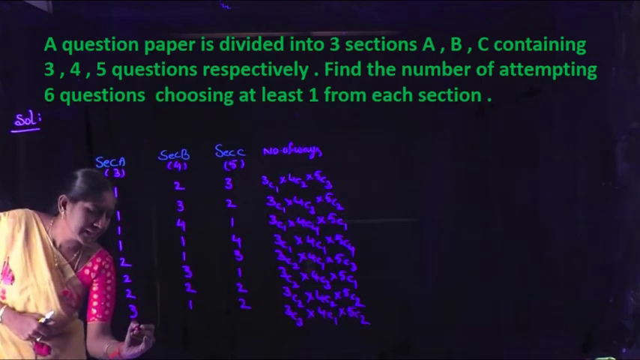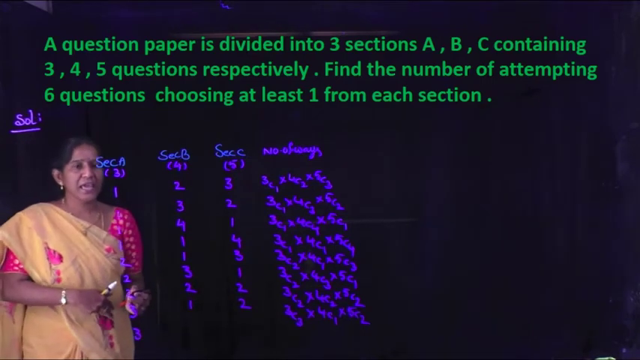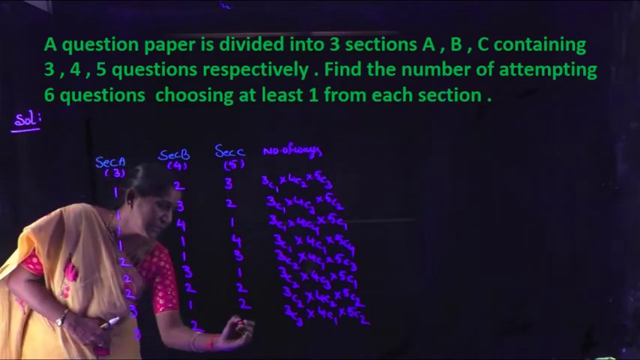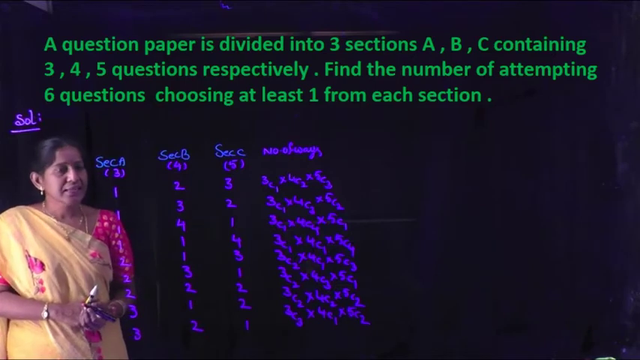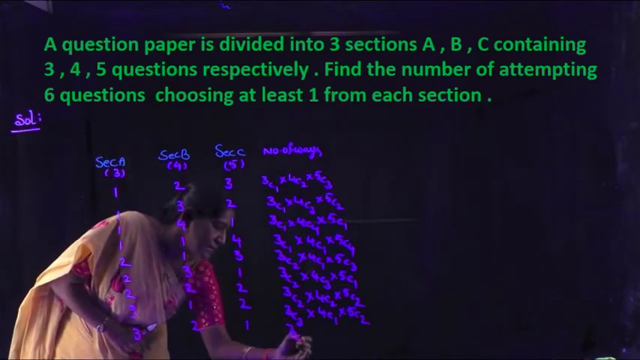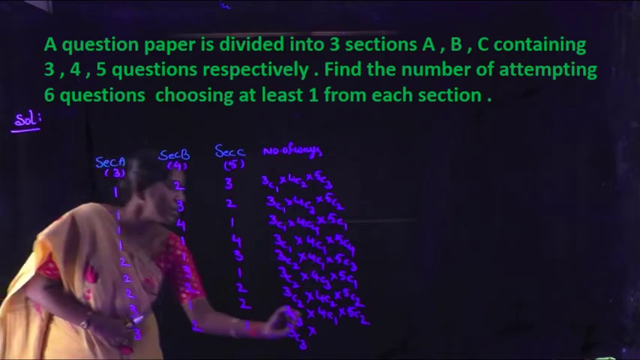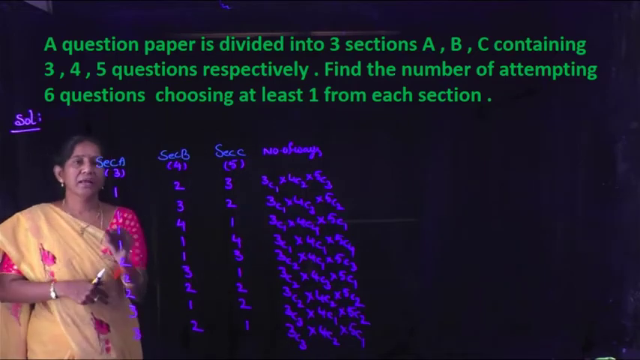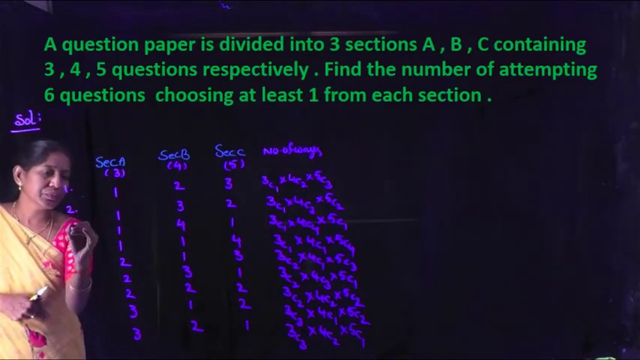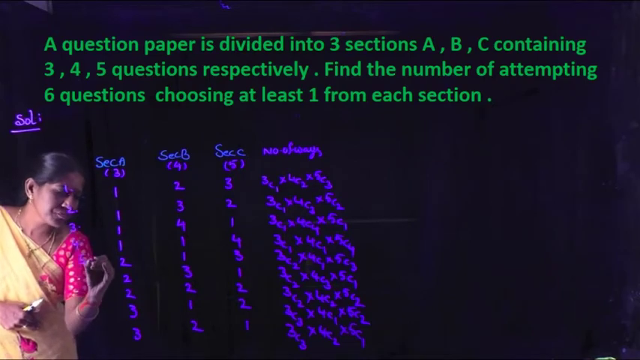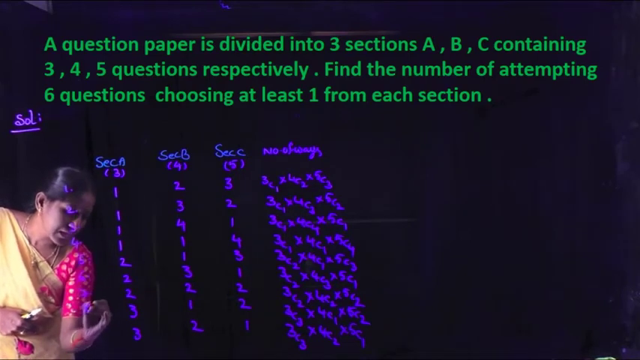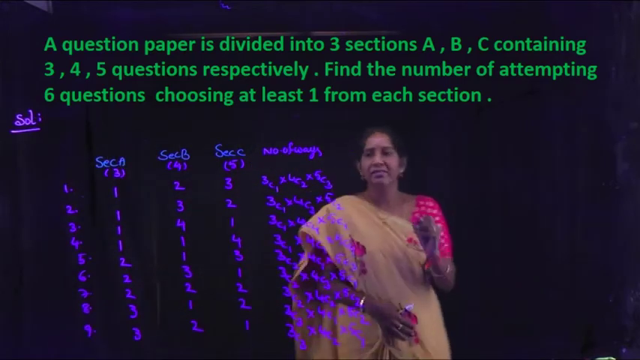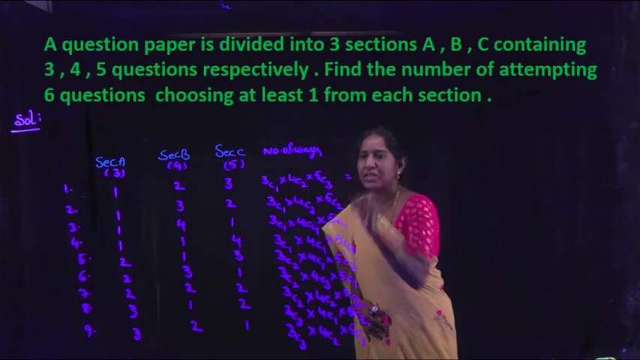Or select 3 questions from section A, select 2 questions from section B, select 1 question from section C. This can be done in 3C3 into 4C2 into 5C1 ways. So there are 9 types like this. Now write the values here only, then it is simple for calculation.